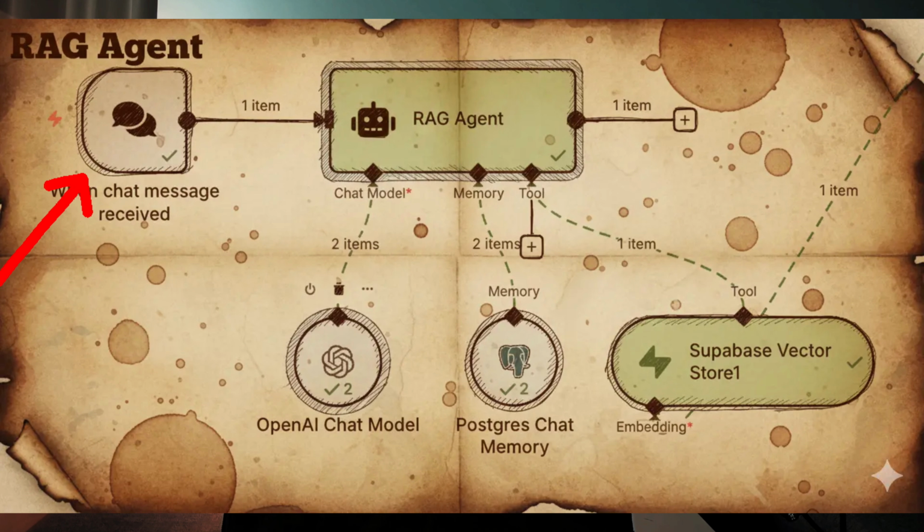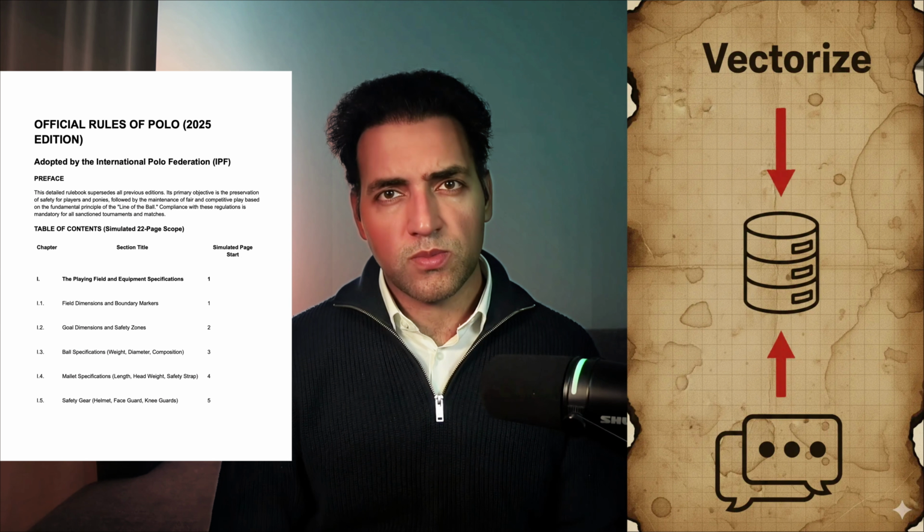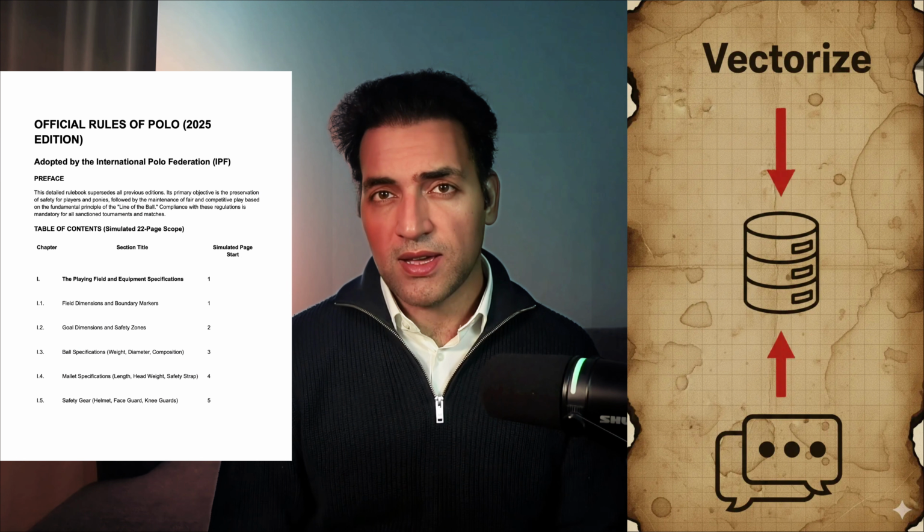On the other side, we'll set up the RAG agent workflow. When a chat message comes in, n8n routes it through the chat model while consulting two sources: a short-term memory stored in PostgreSQL to keep the conversation coherent, and the Supabase vector store to retrieve relevant passages. The result is a response that remembers the conversation and cites your documentation accurately. In this particular case, we will vectorize a document for the game of Polo. That's the loop. Your words go into the database as vectors, and relevant vectors come back out to inform the model.